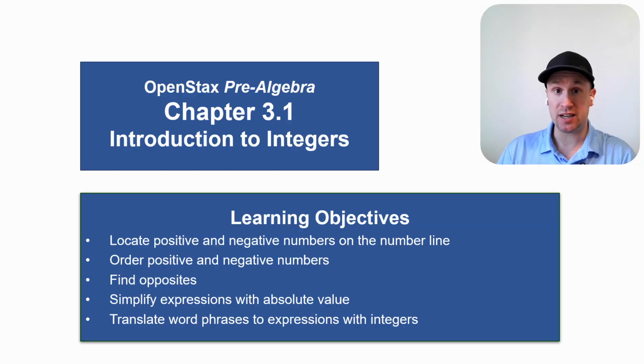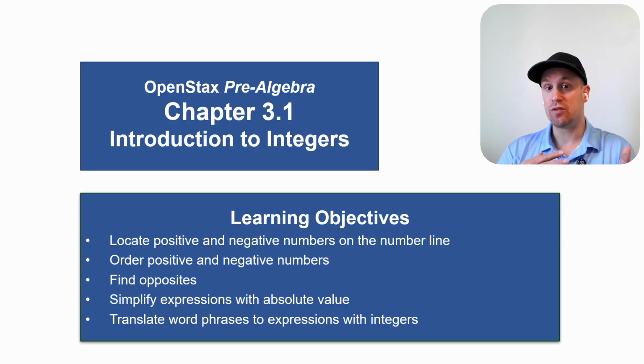Now the learning objectives for this presentation include: 1. Locate positive and negative numbers on the number line, 2. Order positive and negative numbers, 3. Find opposites, so these are number opposites, 4. Simplify expressions with absolute value, and 5. Translate word phrases to expressions with integers.